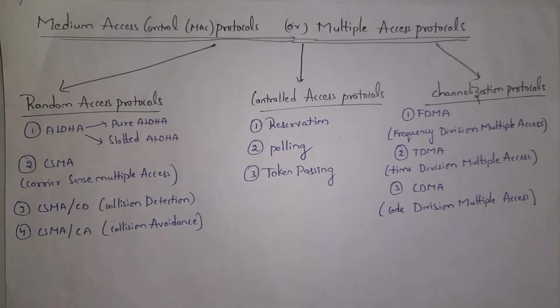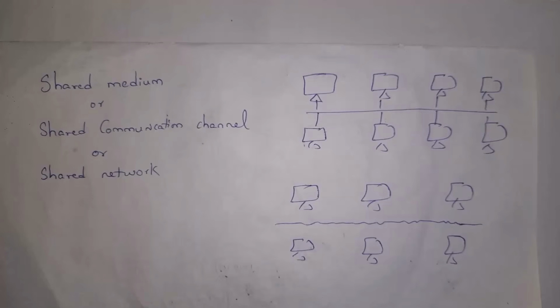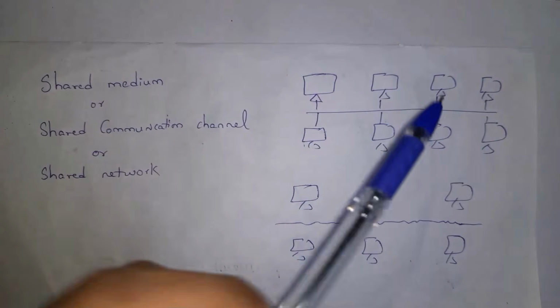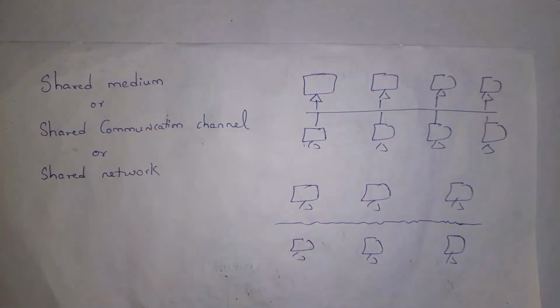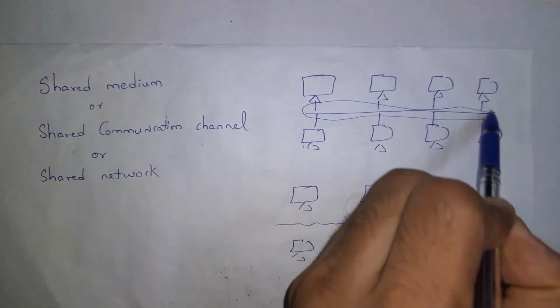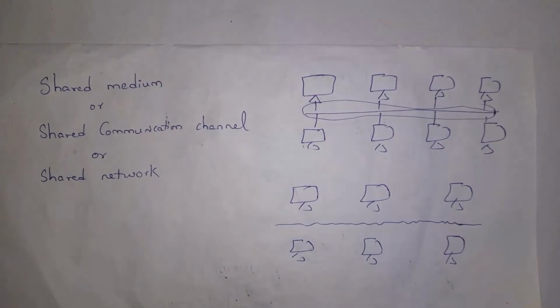Let's get started. At first, I will explain what is MAC sublayer protocol. Before explaining what is MAC sublayer protocol, at first you need to know what is shared medium or shared communication channel or shared network. For example, there are multiple computers which are connected to a single cable in order to transfer data. As all computers are connected to a single cable, we call this single cable as shared medium or shared communication channel or shared network because all computers are sharing single cable.